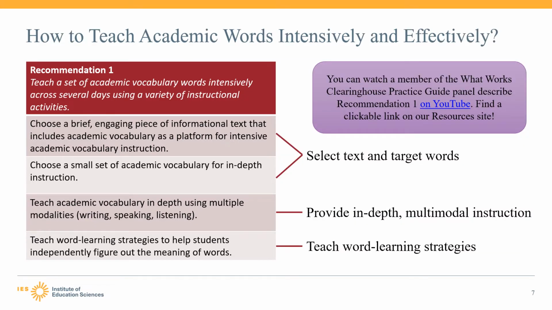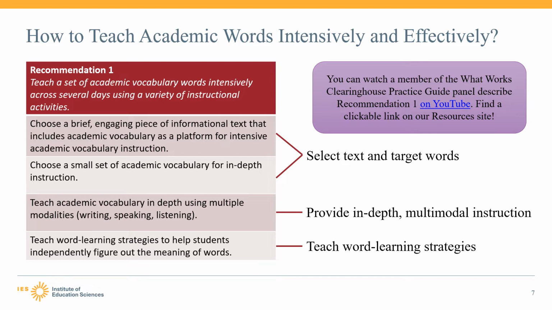So as just mentioned, the 4 implementation steps that are contained in this recommendation 1 give us the structure of the 3 modules for this vocabulary tutorial. And we can extract from those 4 implementation steps these 3 different focuses that we'll go into in some depth over the course of the 3 modules. The first is about selecting text and target words, both the selection activities that have some similar characteristics. The second is providing in-depth multimodal instruction, and the third is teaching word learning strategies.